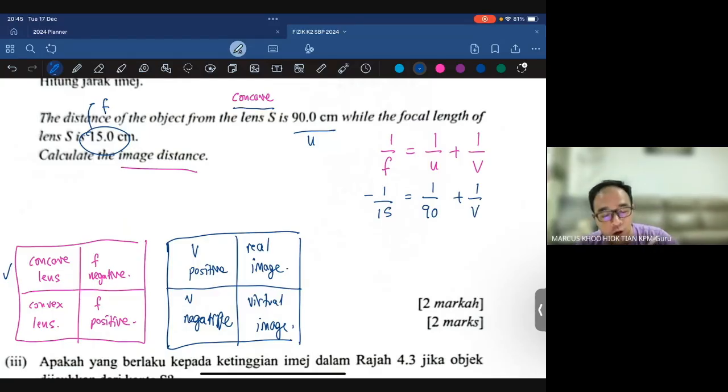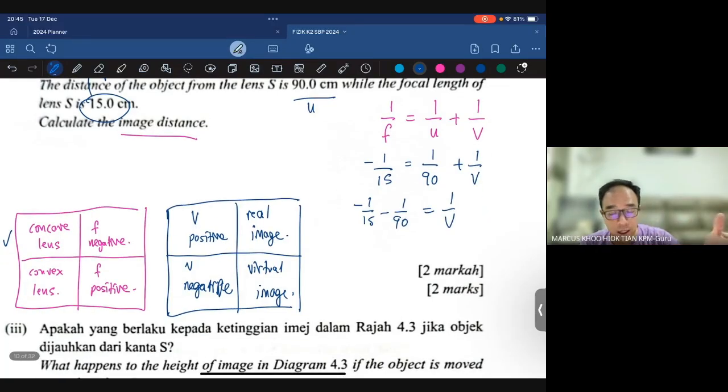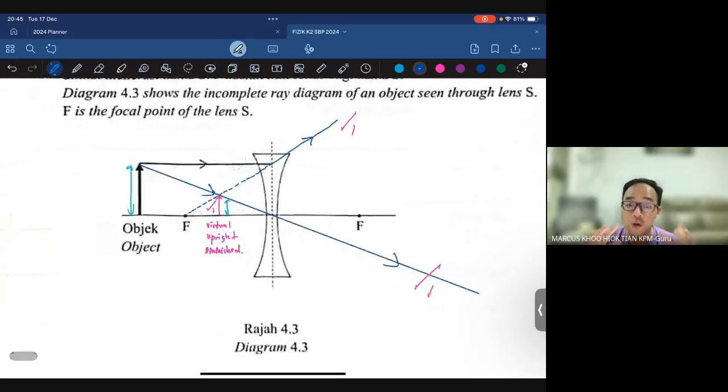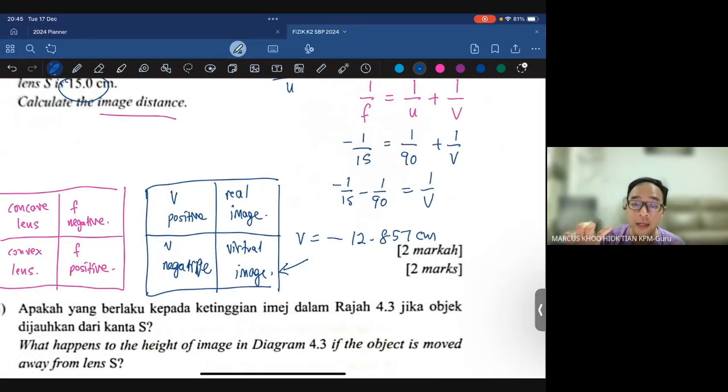When we move it across, we will get negative 1/15 minus 1/90 equals 1/v. Do the calculation yourself. Flip it over, you get v equals negative 12.857 cm. Let me write this better. v = -12.857 cm. Why is it negative? Because it's a virtual image. We know this because we just drew it. We know it's going to be a virtual image, so we expect to see a negative v.